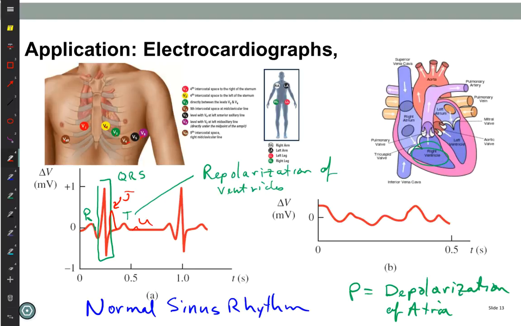So just measuring voltage differences. In lab, we're going to use a multimeter, measure voltage differences. We actually have the equipment. If you want, you could do an EKG using just our lab equipment that we use all the time.